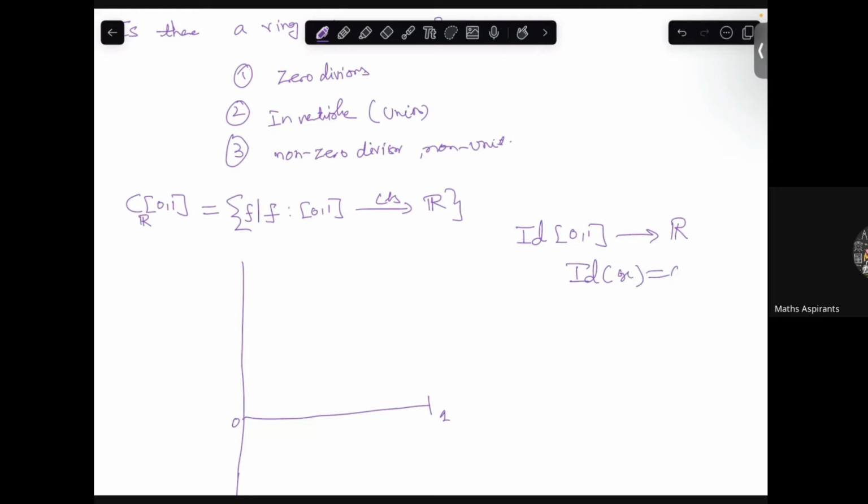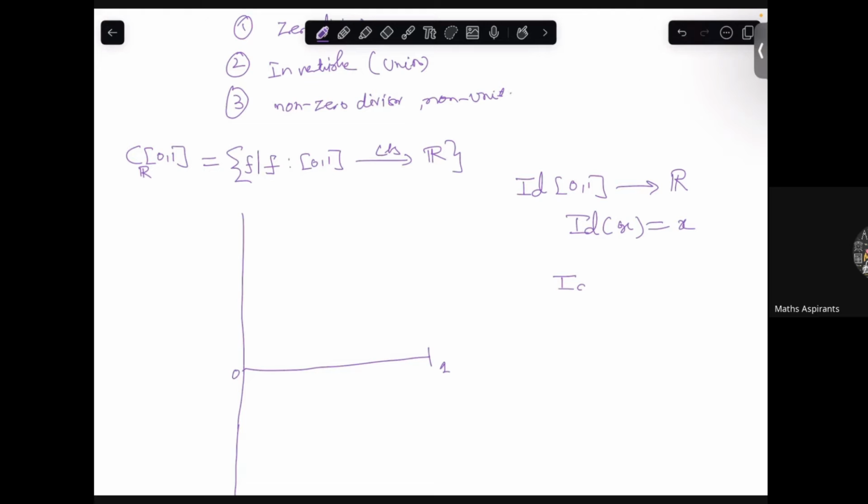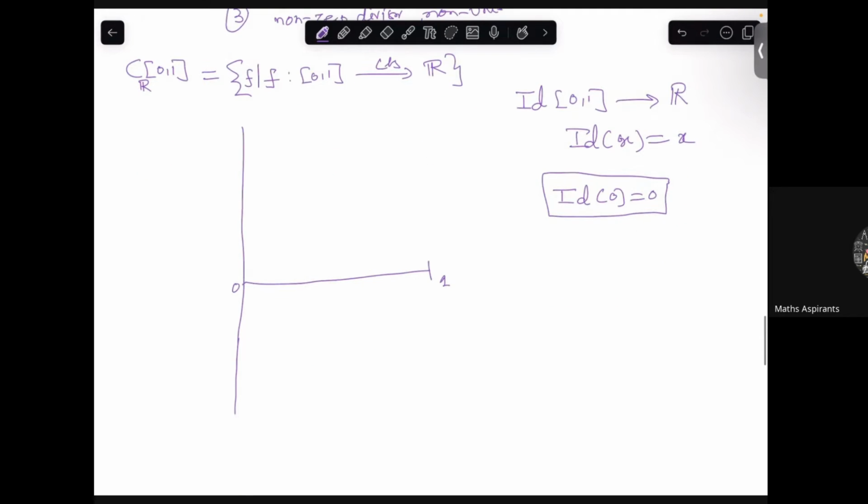It's just x. And you can see that ID of 0 is 0. Very important. Note it. It's very important. Okay. I will tell you why it is very important later.